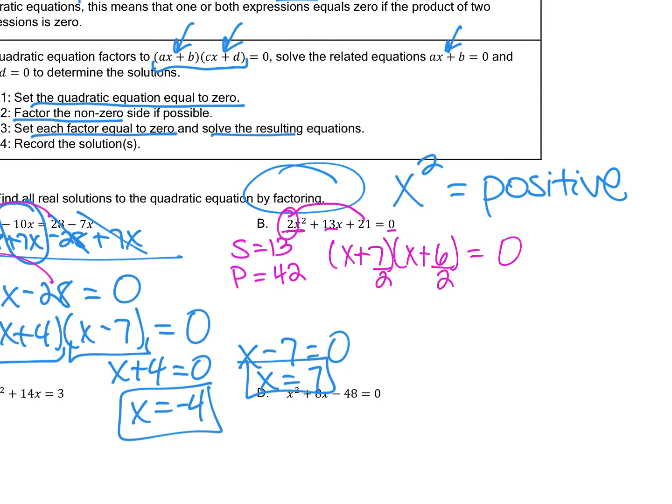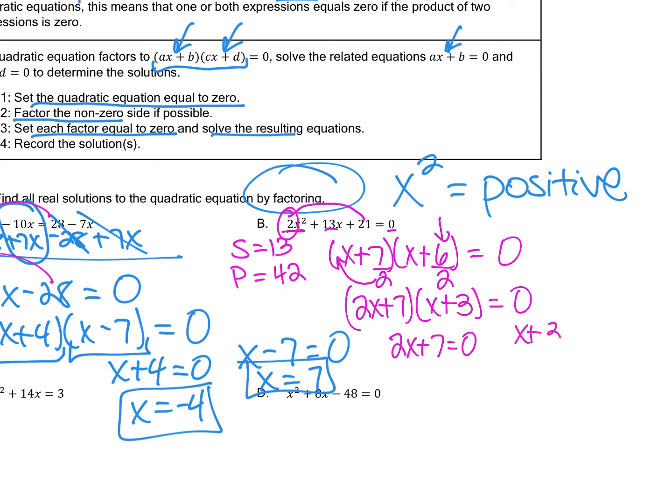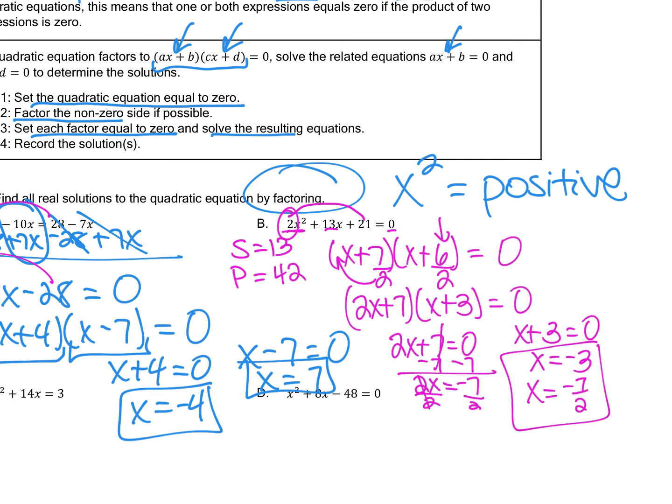Divided by 2. Reduce if possible. If not, swing the 2 in front. So 2x plus 7 for that one. We can reduce this one to an x plus 3 equals 0. So once I have factored it, I'm setting each piece equal to 0. So I know this one's going to be negative 3. This one you might need to work out. Subtract 7 and divide by 2. So you get x equals negative 7 over 2. So there's your two x values.